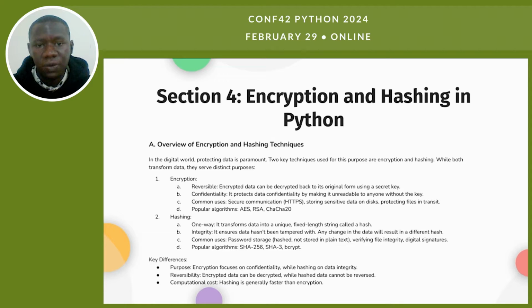Popular algorithms involve AES, RSA, ChaCha20. The next one is hashing. Hashing is a one-way process. It transforms data into a unique fixed-length string called a hash. Integrity: it ensures data hasn't been tampered with. Any change in the data will result in a different hash.